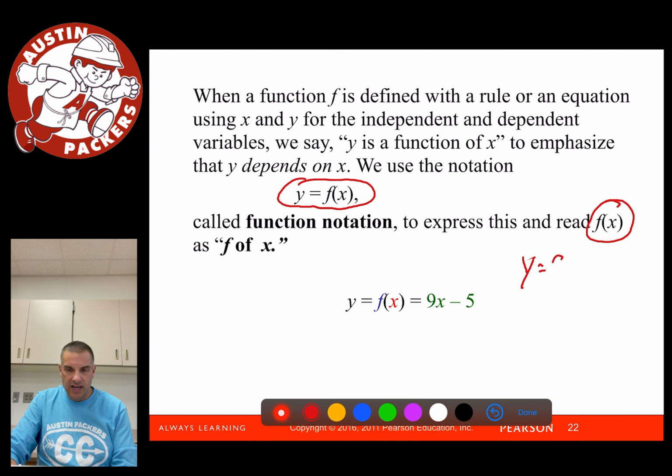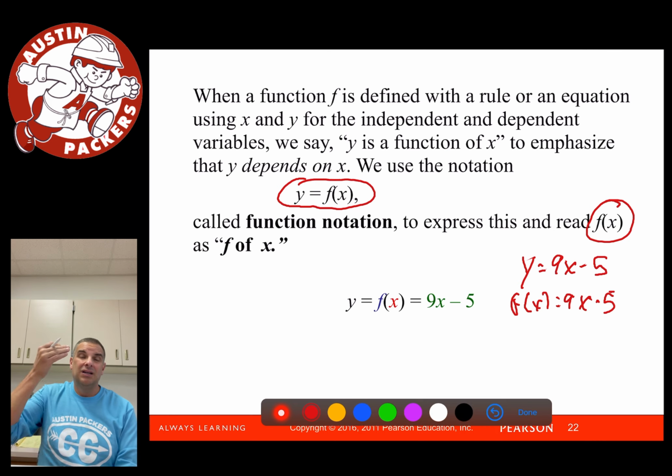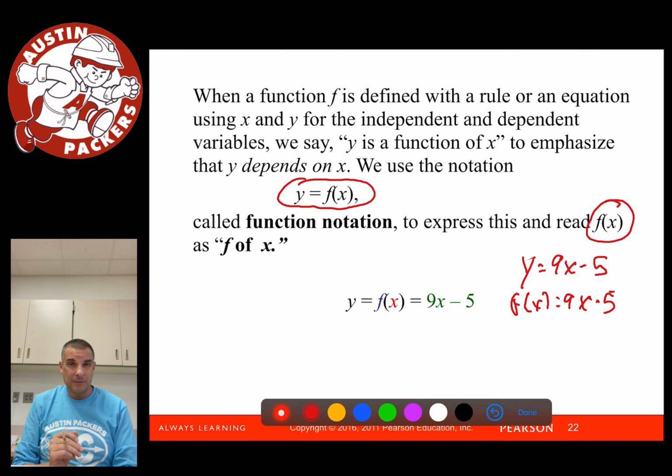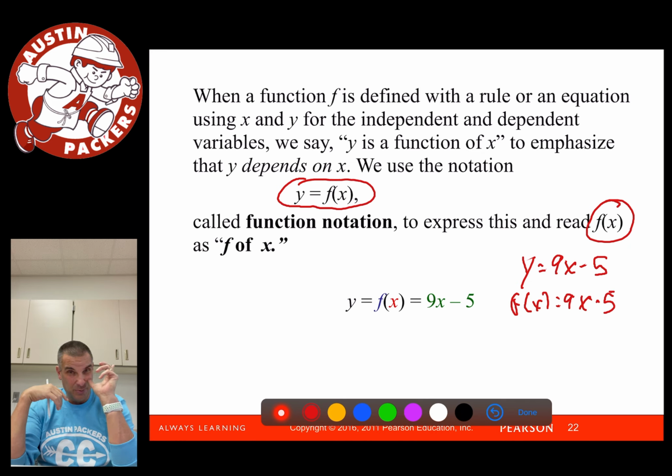So you can take an equation. In this case, if I have y equals 9x minus 5, that's an equation. If I rewrite it like this, f of x is equal to 9x minus 5, now that's written as a function. Now, again, I said this at the beginning of this: functions can be rewritten as equations, but not all equations are functions. Like we looked at before in some of those previous examples, we had equations back there, but they weren't functions. But if I write something as a function, it is an equation.